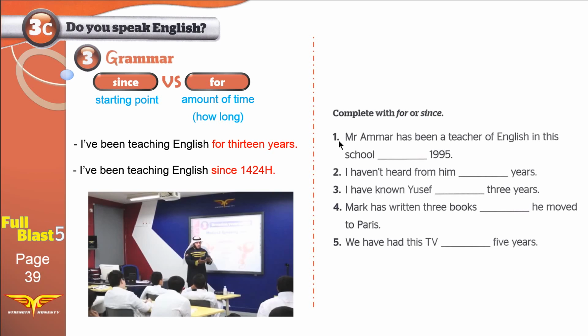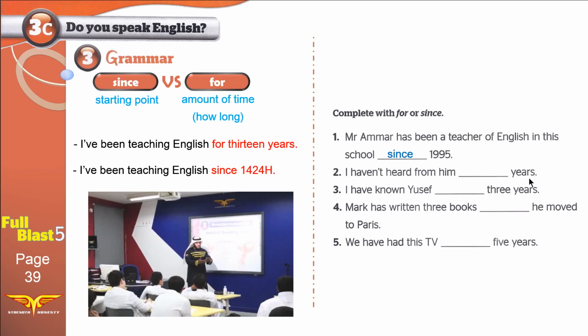Now, we are ready to work on this exercise. Complete with for or since. Now, this number one sentence is similar to mine. Mr. Ammar has been a teacher for English in this school since 1995. This is the starting point. This is the year when Mr. Ammar started teaching. Number two: I haven't heard from him for years.